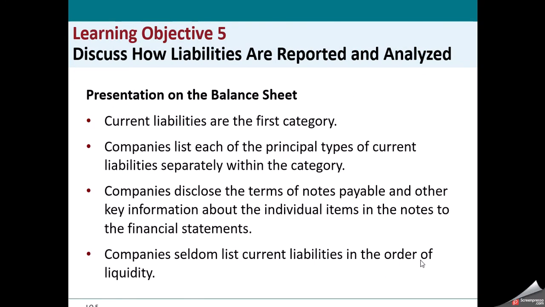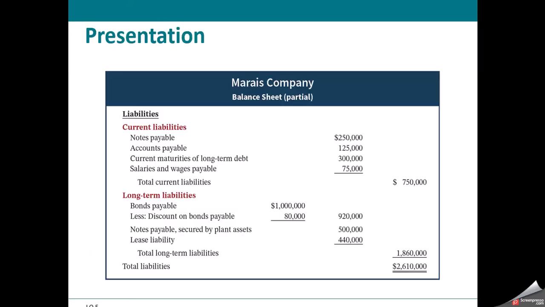Okay, then we get to the final objective, which is analyzing the liabilities on our balance sheet. So our balance sheet's always listed in order of liquidity. So our current liabilities are always first, and then our long-term liabilities will follow that on those financial statements. So here's a partial example. So we have current liabilities, we have notes payable, accounts payable, current portions of the long-term debt, salaries and wages payable, and then we have a total there.